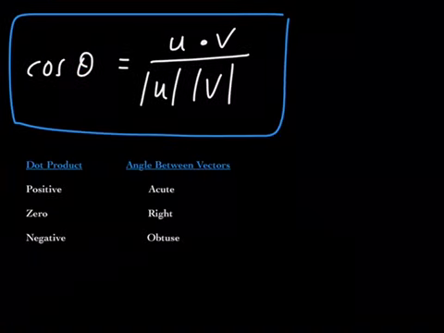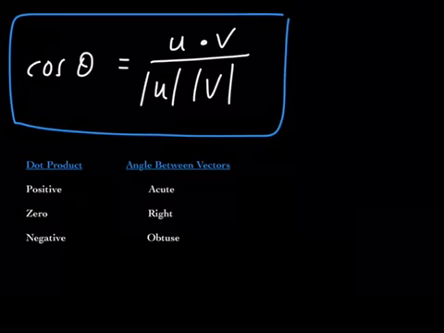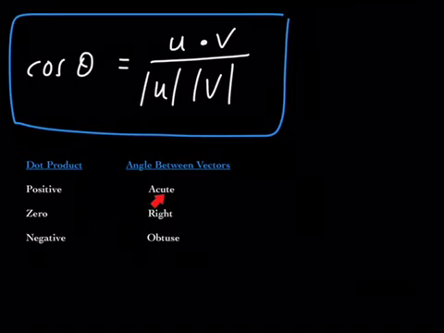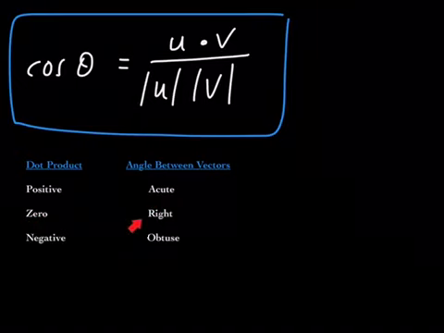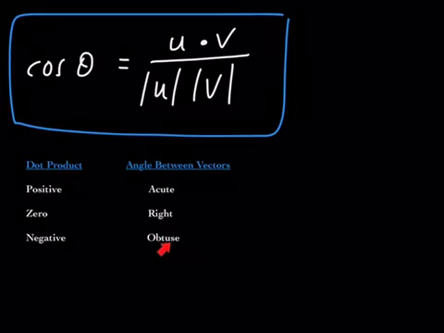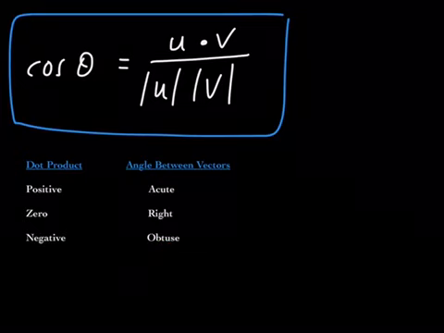Here, this summarizes it really nicely. If the dot product is positive, the angle between the two vectors is acute, meaning it's between 0 and 90 degrees. If the dot product of two vectors is 0, then the angle between the two vectors is 90 degrees, or a right angle. And if the dot product is negative, then the angle between the two vectors is obtuse. That is between 90 degrees and 180 degrees.